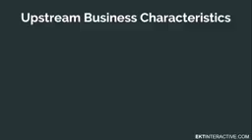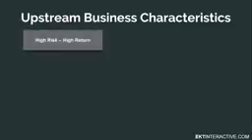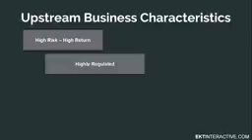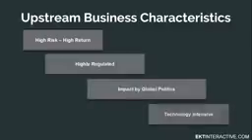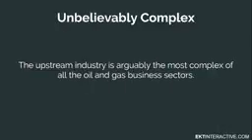It is important to note that there are 4 key business characteristics of Upstream. It is a high-risk, high-return segment, it is highly regulated, it is impacted by global politics, and it is very technology-intensive. The upstream industry is arguably the most complex of all oil and gas business sectors. There are many risks and unknowns in the exploration process.